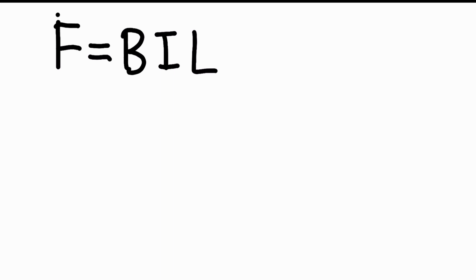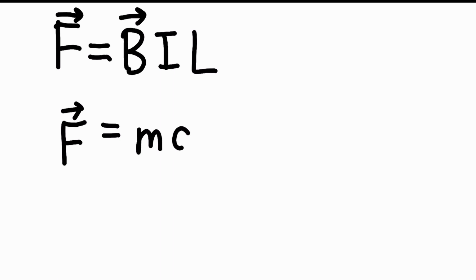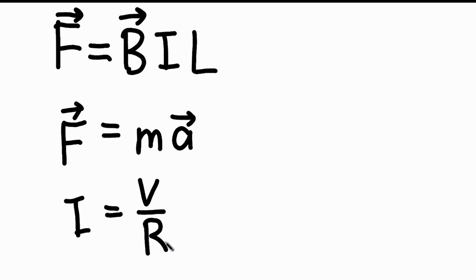So F is the force, B is the magnetic field, I is the current through the wire, and L is the length of the wire. And the second one is Newton's second law. So it's F equals ma, where F is the force, m is the mass of the object, and a is the acceleration of the object. And finally, we have Ohm's law, which is I equals V over R, where I is the current, V is the voltage, and R is the resistance.